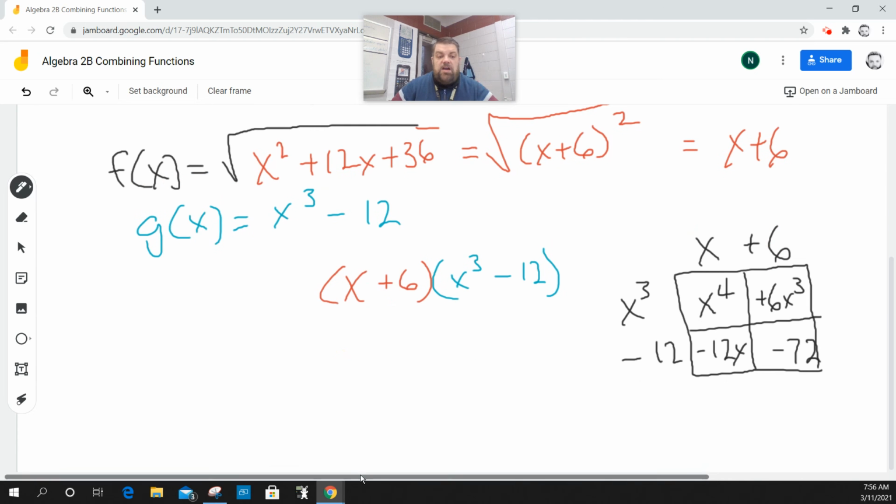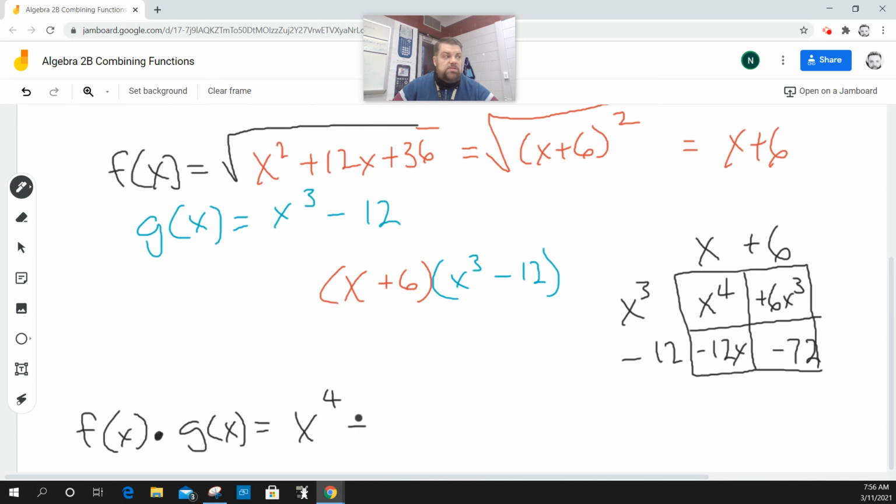So then our final answer, f of x times g of x, is actually quite simple. It's just going to be x to the 4th power plus 6x cubed minus 12x minus 72. And then that's it on that one.